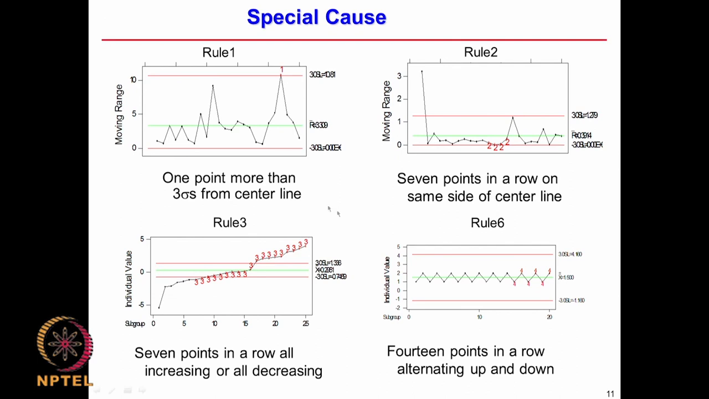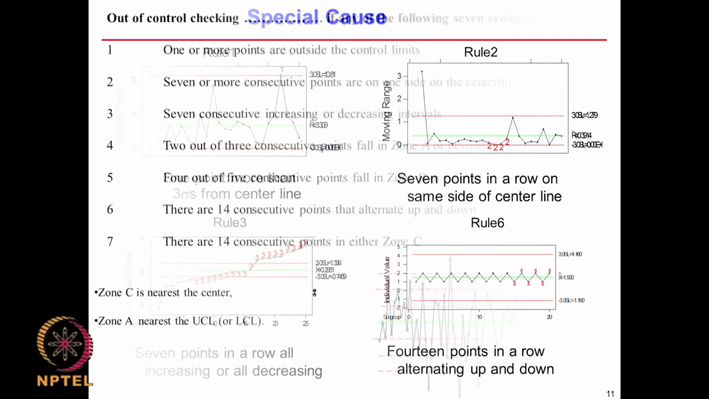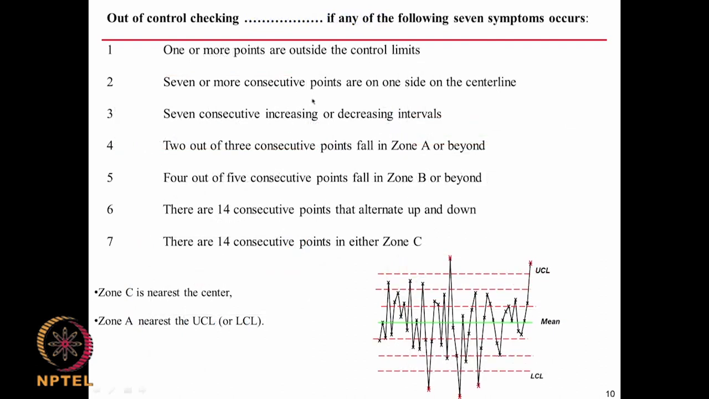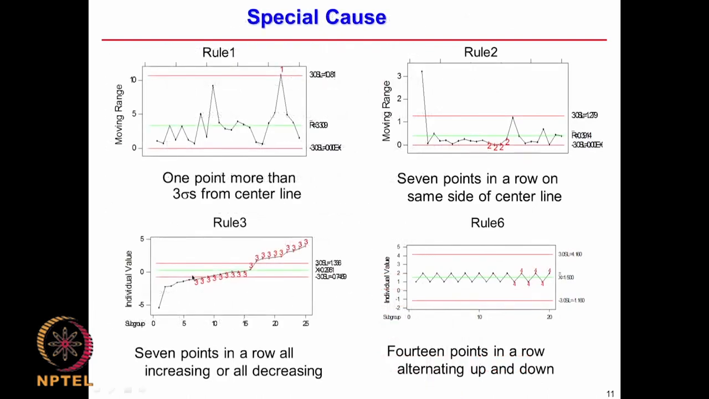Let us look at some situations. Obviously, one point more than 3 sigma is a special cause variation. 7 points in a row on the same side of the center line, this is rule 2. Obviously, there could be some problem here. 7 points in a row all increasing or 7 points in a row all decreasing, like I mentioned here, increasing or decreasing. Obviously, there could be some special cause.